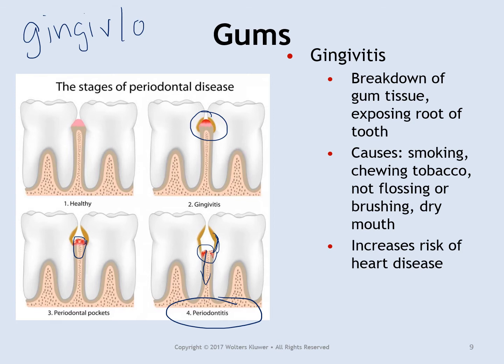Main causes of periodontal disease: probably the most preventable one is tobacco, either smoking or chewing tobacco. Those will both do a number on your gums and your teeth. Poor oral hygiene as well. Not flossing or brushing. I know none of us like to floss, but do it anyway. If you have issues with xerostomia, again, that will increase your risk of gingivitis.